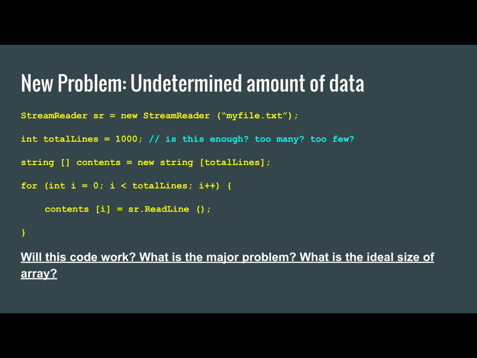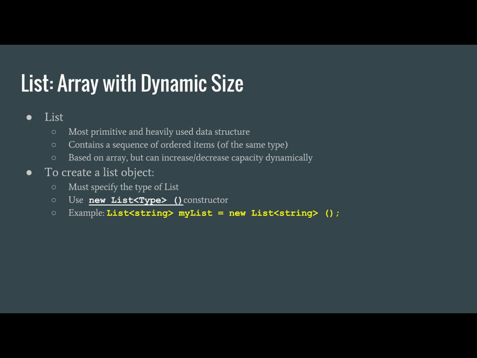So let's say the file only contains 5 lines of string. Is it not a waste that we use 1,000 spaces for the string? Or if my file has 10,000 lines, then we can only read the first 1,000 lines, right? In this case, we don't know exactly what the size of the file is, and we cannot estimate it when we write the program. Plus, using an array is not very good here. So the solution is we use a list.